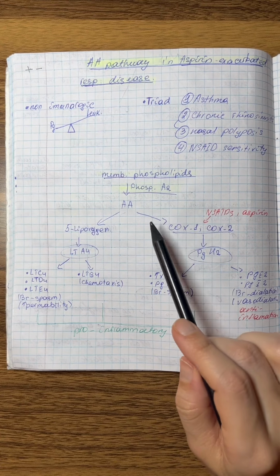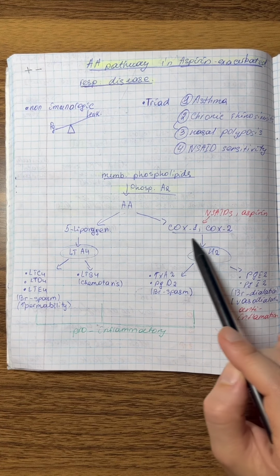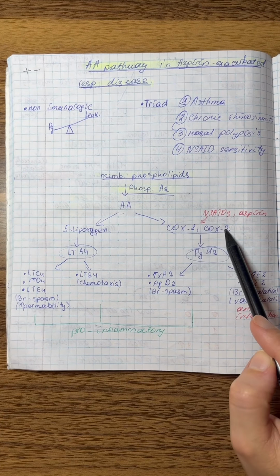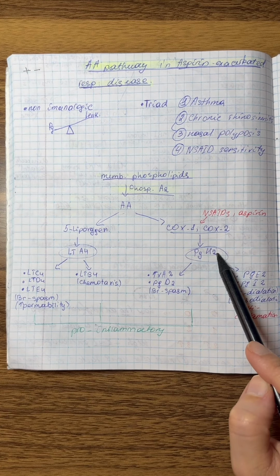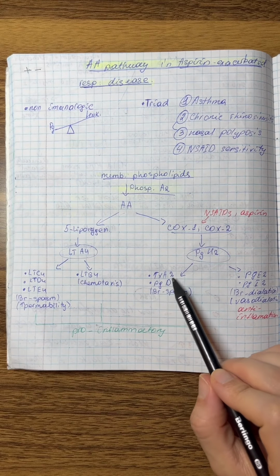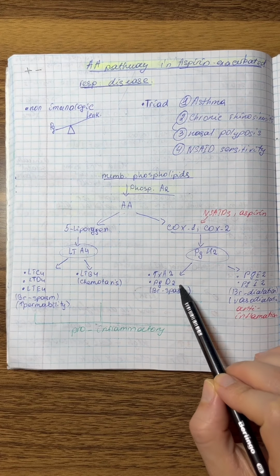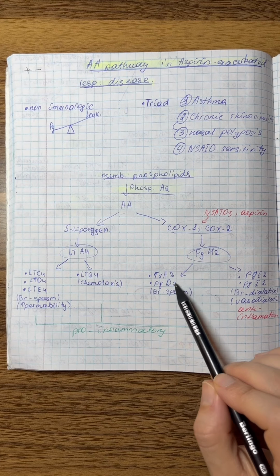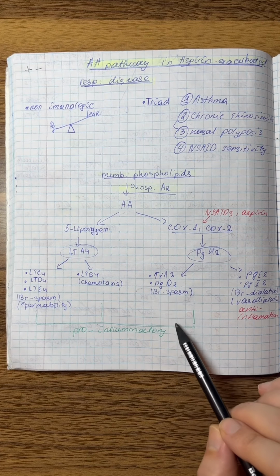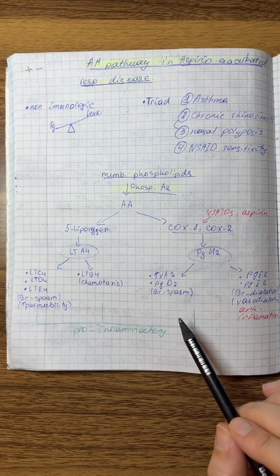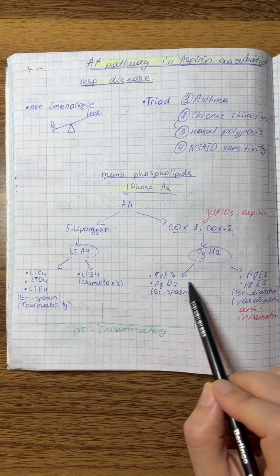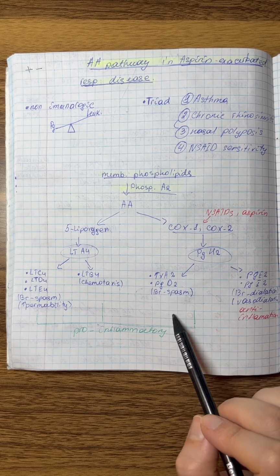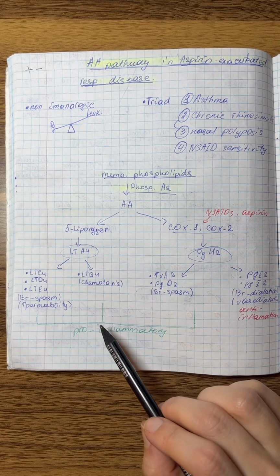Under the influence of cyclooxygenase, which can be cyclooxygenase 1 or 2, prostaglandin H2 is produced. Prostaglandin H2 can be converted to thromboxane A2 or prostaglandin D2. These two will cause bronchospasm. Again, leukotriene C4, D4, E4, B4, thromboxane A2, and prostaglandin D2 are pro-inflammatory.